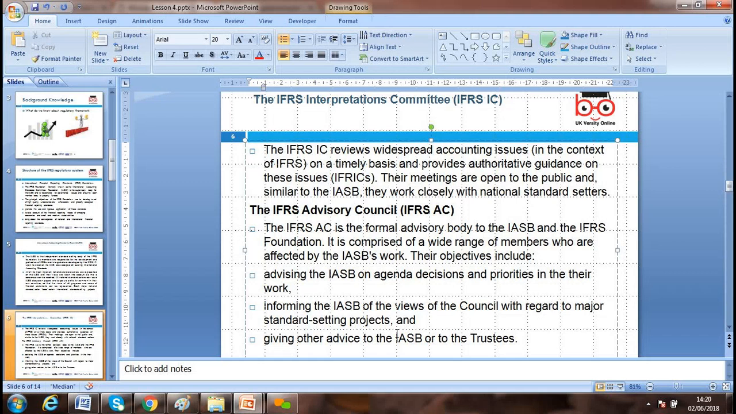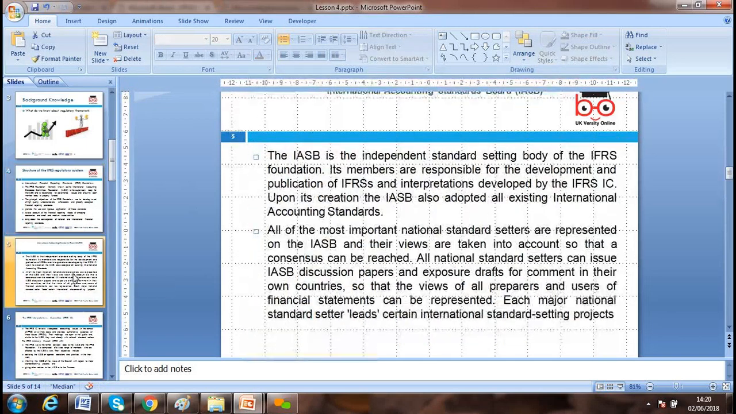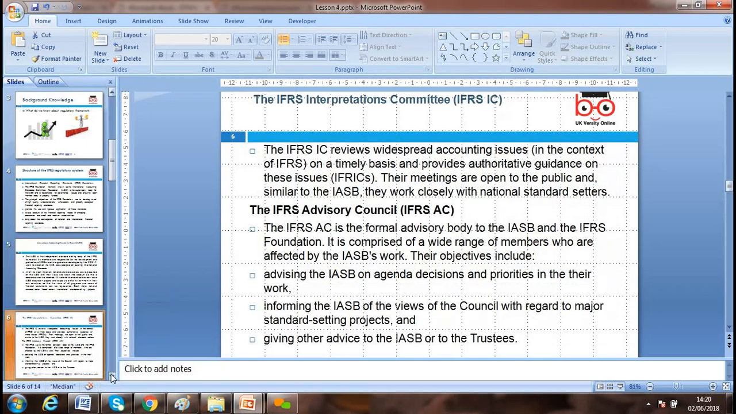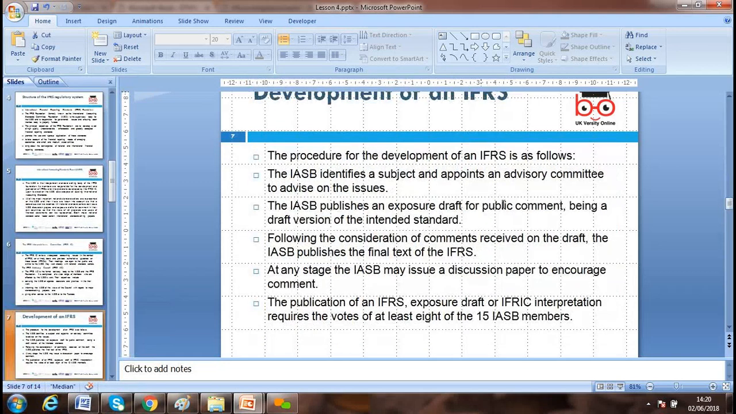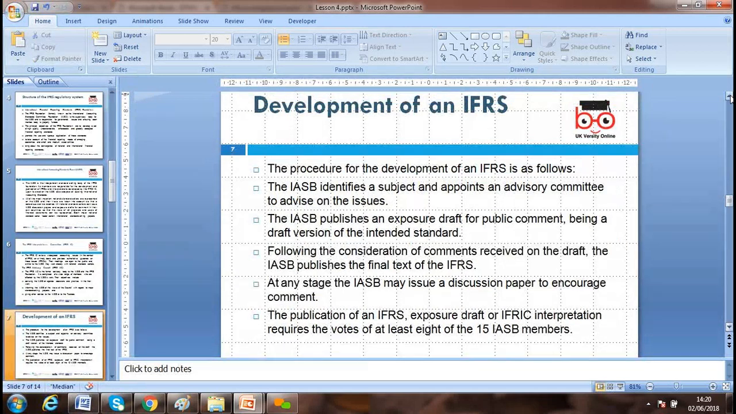Your assignment is more focused on the IASB, the International Accounting Standards Board, which is our fifth slide. And that's more towards your assignment. And then we're looking at the next slide, six, the development of IFRS. How does development happen? In the procedure for developing IFRS, the IASB identifies a subject and appoints an advisory committee. The IASB publishes an exposure draft. Then following consideration, at this stage they publish the actual standard.